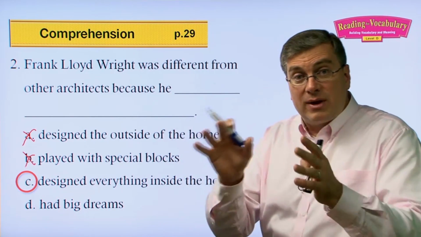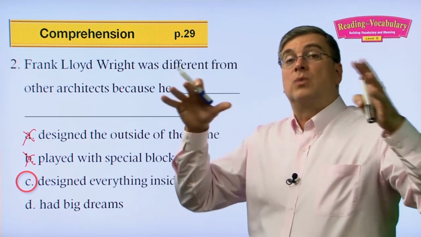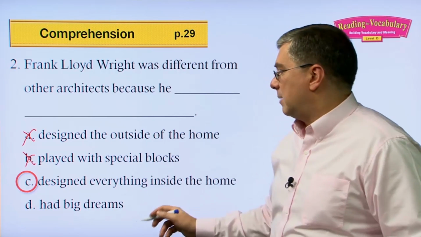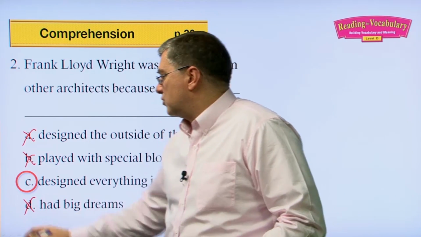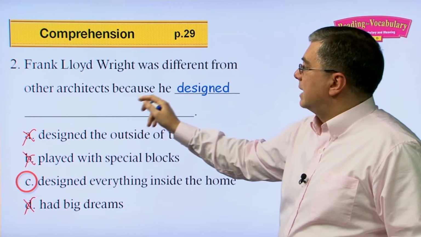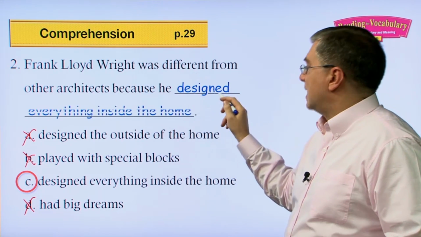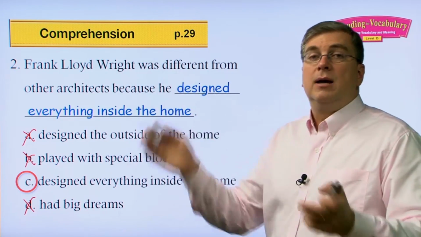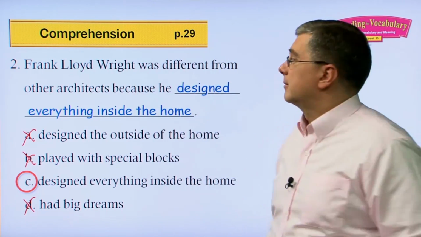He thought about everything inside as well as outside of the home. That's what made him different. And D had big dreams. Well, all architects have big dreams. So the answer is Frank Lloyd Wright was different from other architects because he designed everything inside the home. Not just outside, but also inside.